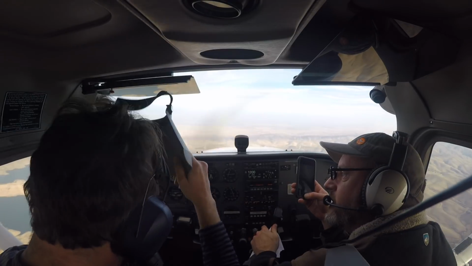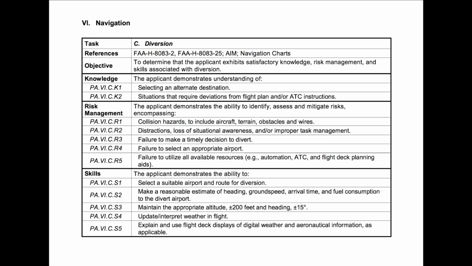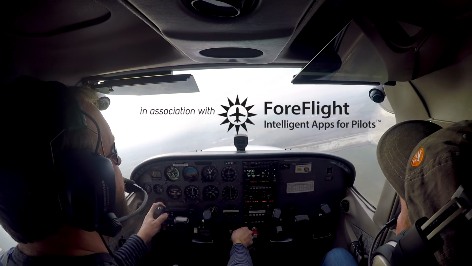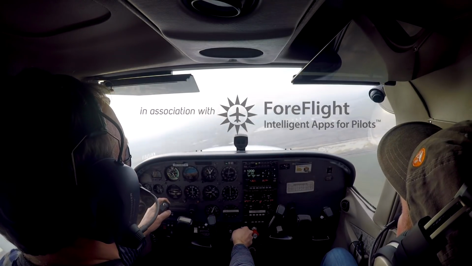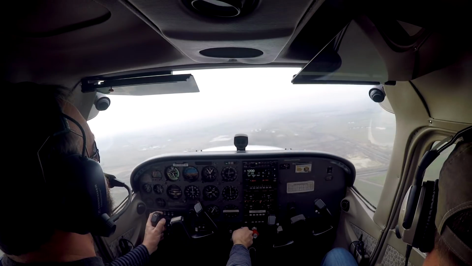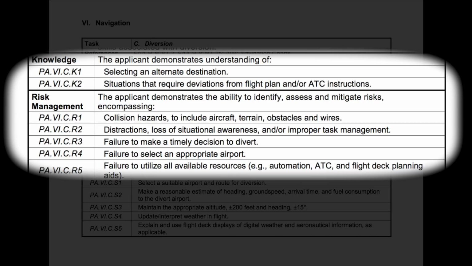The controls, and will you divert me to Rio Vista, please? Today, Paul and I are practicing diversions. First thing I want to point out is that on the check ride, Paul would have to choose the airport that we're diverting to. Today, I selected it because I needed us to end up at Rio Vista for training purposes. But note that the ACS requires that he selects the airport and makes a timely decision to divert.